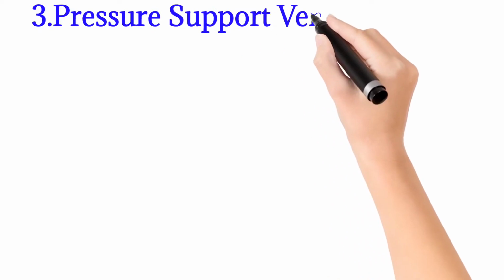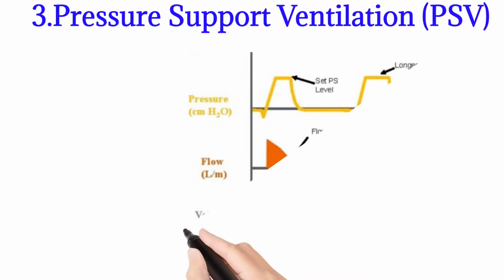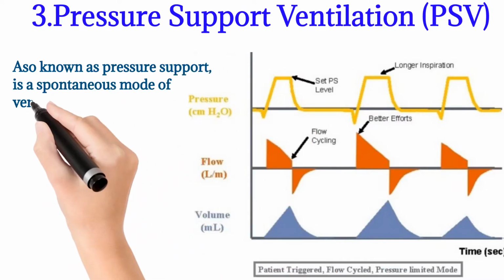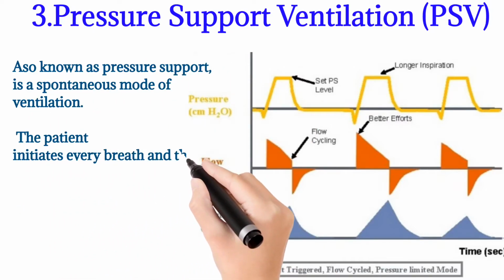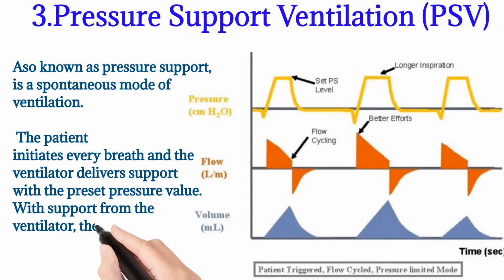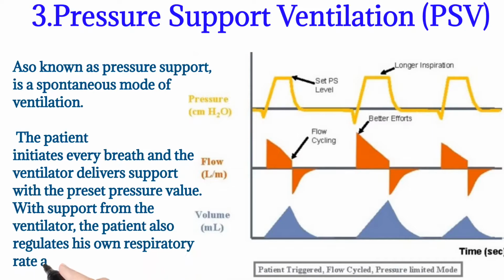Pressure support ventilation, also known as pressure support, is a spontaneous mode of ventilation. The patient initiates every breath and the ventilator delivers support with the preset pressure value. With support from the ventilator, the patient also regulates his own respiratory rate and tidal volume.